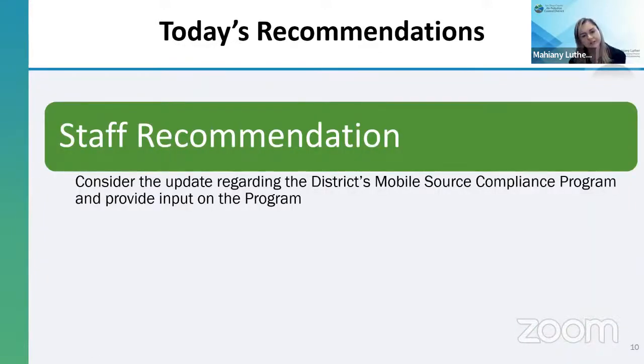Because of the nature and emission contributions from mobile sources, as well as the negative impact on public health from those emissions, we hope to continue expanding the district's mobile source program. This is an informational item only, so we are available for your input and questions. Thank you very much.